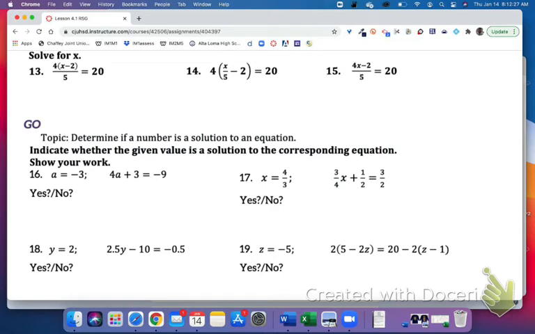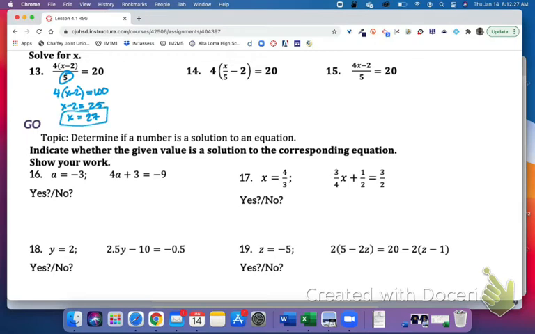For numbers 13 through 15, as it says, is solve. And this is a great way of rehashing the stuff that we did in class during lesson 4.1. So you've got your 5 in your denominator. So I need to undo each of these elements. First thing is I'll multiply by 5. So 4 times x minus 2 equals 100. Then I'll divide each side by 4 because I'm multiplying by 4. I need to find the inverse operations for each thing. x minus 2 equals 25, and x equals 27.